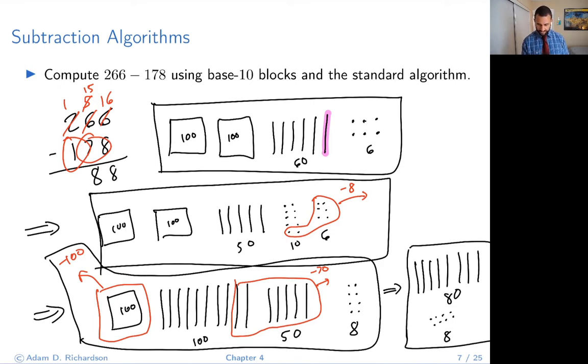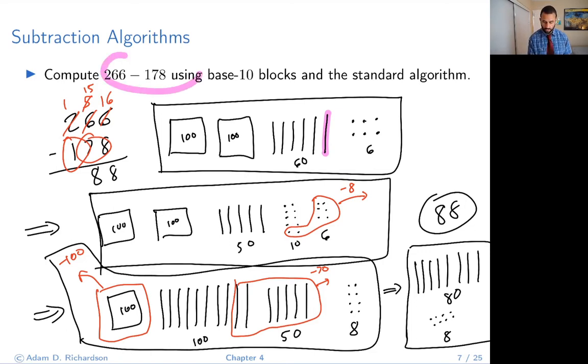There we go. So there's our final answer. Our final answer is 88. So this is how you would model the standard subtraction algorithm. That's literally how you would model it using base 10 blocks. You would do this physically with a physical manipulative in your class, and you can see that it would be really fun, right? You can spend days doing this type of stuff with your students.